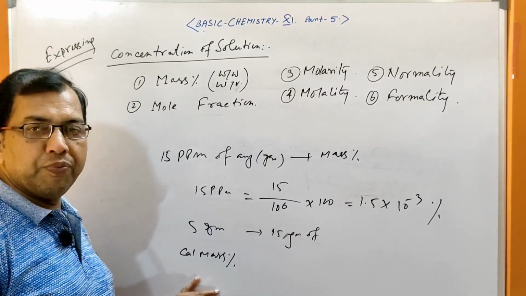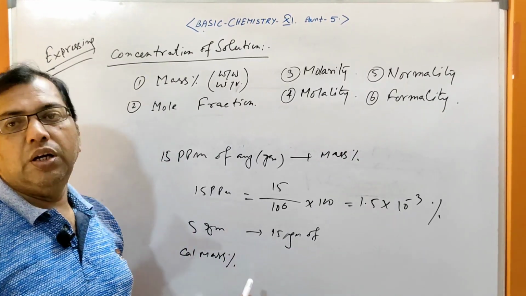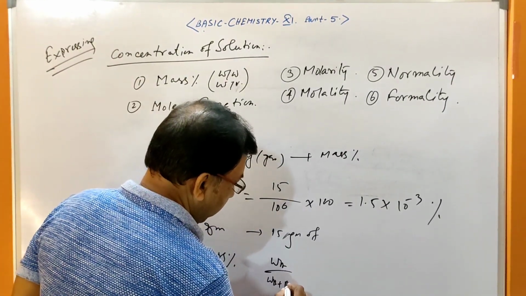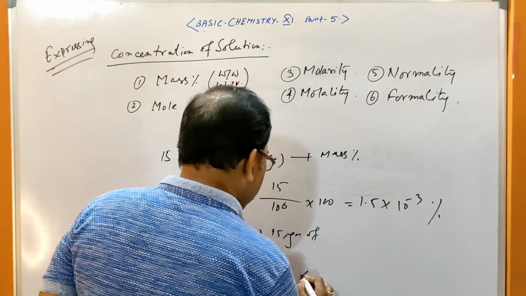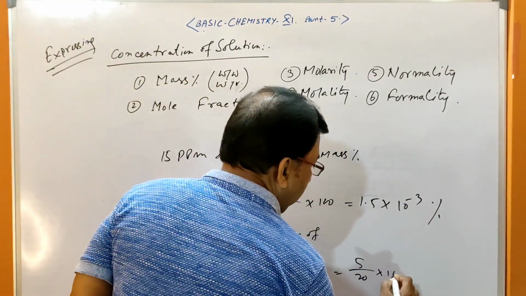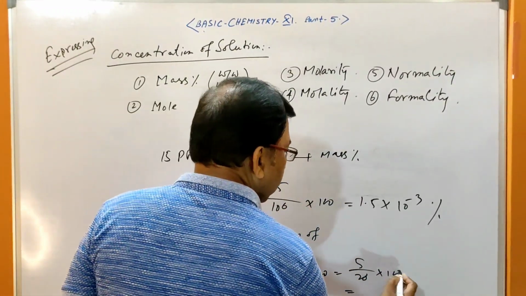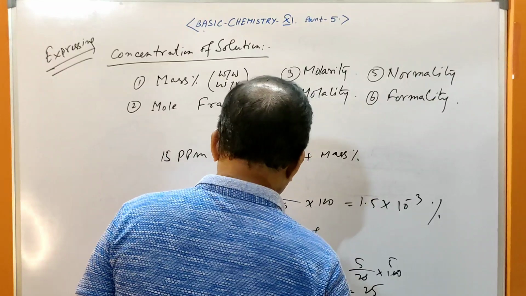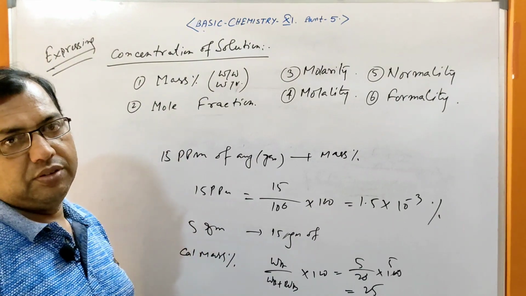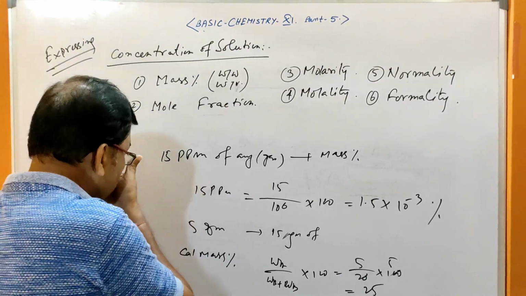So what is the mass percentage formula? Mass percentage, weight by weight in gram, that means WA by WA plus WB into 100. So WA by WA plus WB into 100 equals 5 by 5 plus 15, 20, into 100, which equals how much? 25%. Yes, a mass percent of 25%. Clear? This type of sums may come. Go and practice.